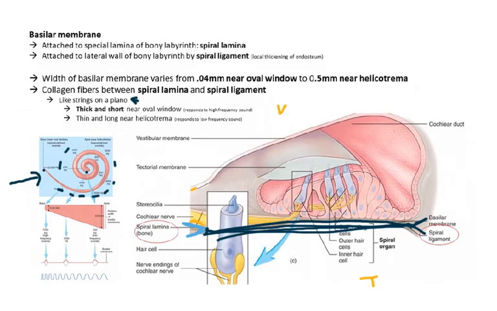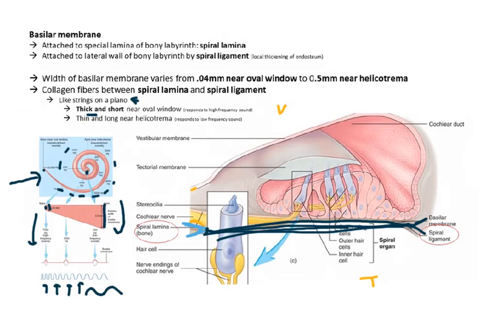So the length of these collagen fibers, when you look at different areas of the cochlear duct, those near the oval window are going to be very short. Those near the apex are going to be very long. And this is kind of like the strings on the piano. The thick, short collagen fibers are going to vibrate with high frequency sound waves, and those thin, long fibers are going to respond to slower wavelengths of sound. And everywhere in between, they tune to specific wavelengths that they vibrate with.